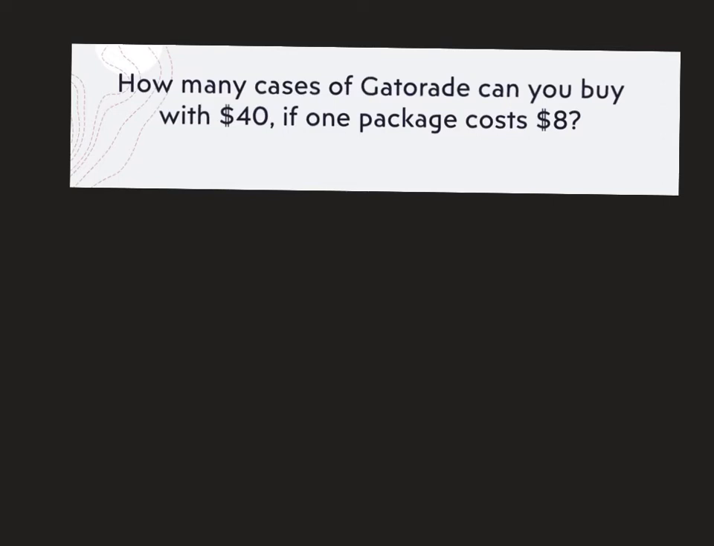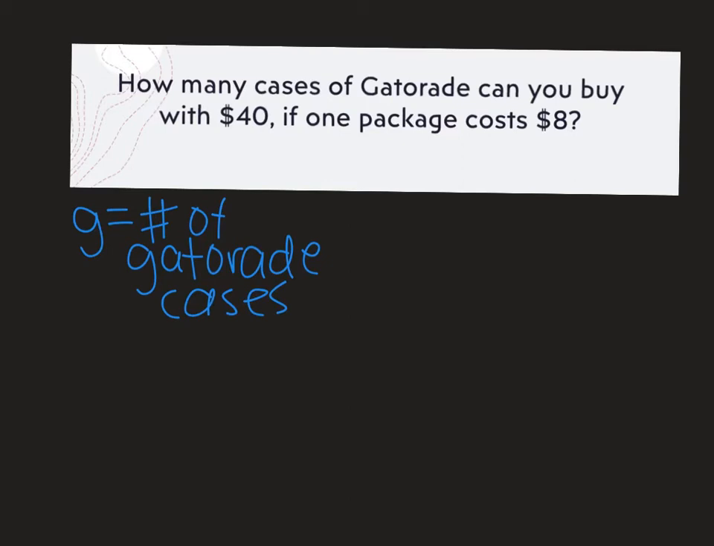All right, slide 17 says, how many cases of Gatorade can you buy with $40 if one package costs $8? So I'm going to put my variable, I'll make it G, that's going to be the number of Gatorade cases that I can buy with $40. So remember, we cannot have a variable by itself. The total amount of money that I have to spend is $40, and it's $8 per case. So that would be 8G, or 8 times G equals 40.